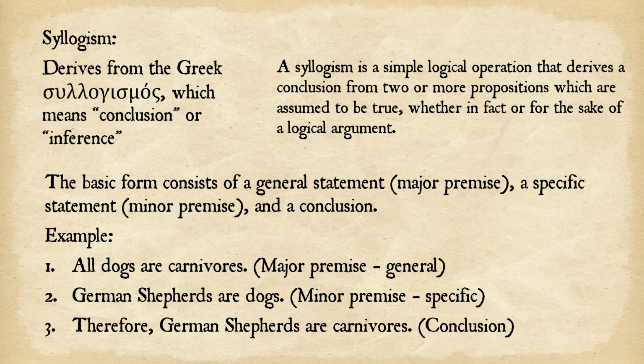So, for example, you can form a syllogism in this way. Number one, all dogs are carnivores. That's the major premise. It's general, speaking of the genus of dogs. All dogs are X. Next, you have German shepherds are dogs. That's the minor premise. That's specific. These things are part of the larger whole. The species is part of the genus. All dogs are carnivores. German shepherds are dogs. And then your conclusion follows from that. Therefore, German shepherds are carnivores.